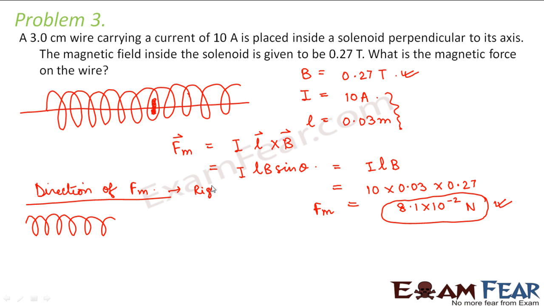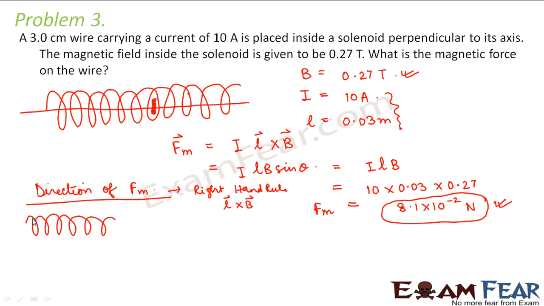So this will be given by the right hand rule and it will be determined by L cross B. That means you have to curl your fingers from L towards B, then your thumb will point in the direction of magnetic force. So there are various possibilities.